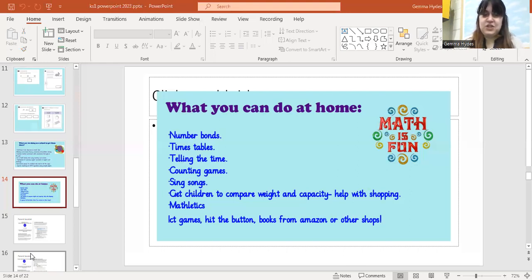Sing songs with your children. Again, there's some ideas in the booklets as well. If you're out shopping, get them to weigh the apples or bananas that you buy. And particularly Hit the Button is a really good game for times tables as well.